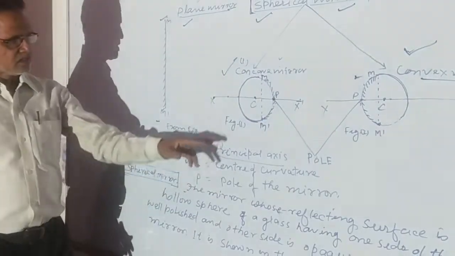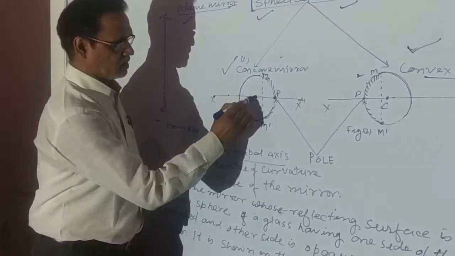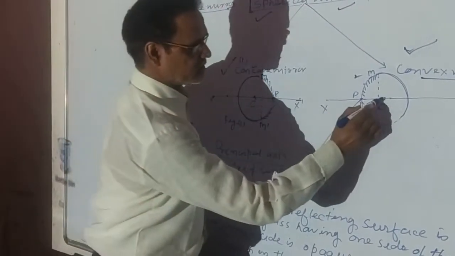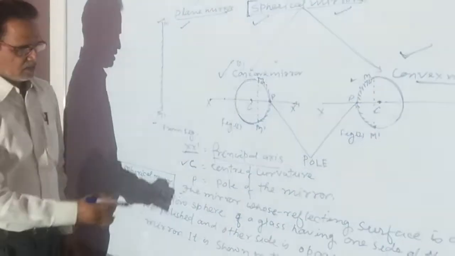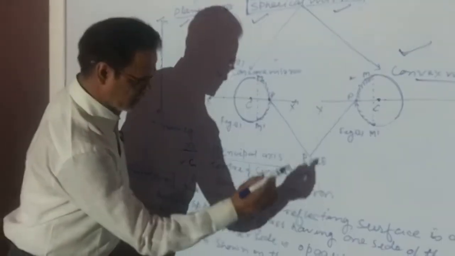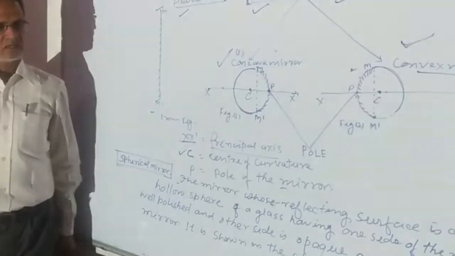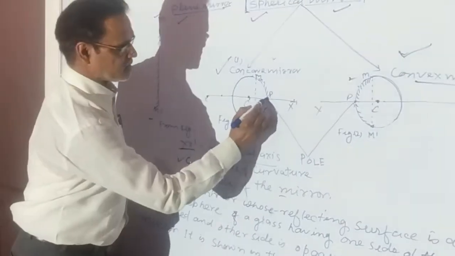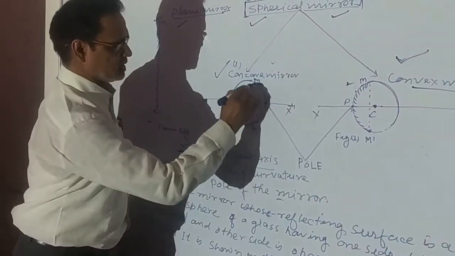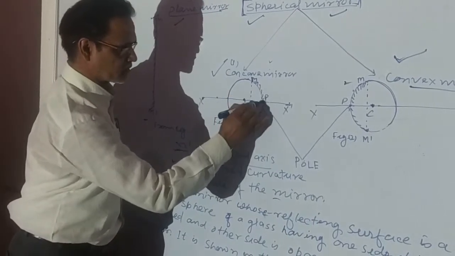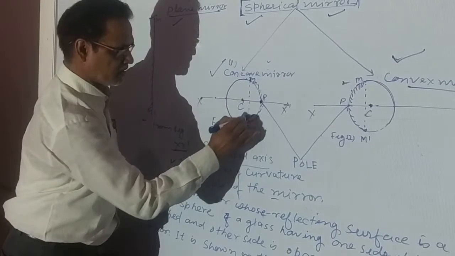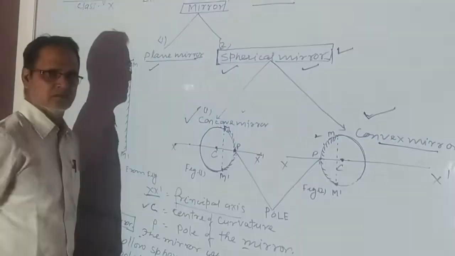In this way, this is the center of curvature for concave mirror and this is the center of curvature for convex mirror. Okay? Now pole of the mirror. पोल किसको कहेंगे? तो पोल, यह है मिड पॉइंट ऑफ द मिरर या सेंट्रल पार्ट ऑफ द मिरर, इसे कहते हैं पोल.